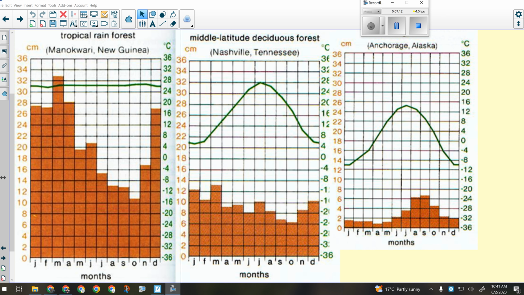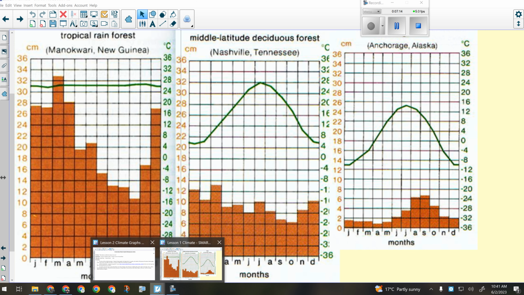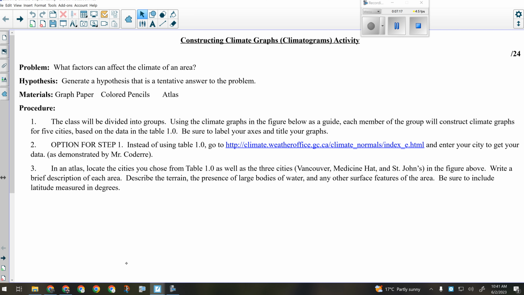So here's what we're going to do for today. We're going to look at this climate graph activity. What we want to do is look at the various climate graphs and see if we can put them in groups together based on their similarities. Based on, do they have a similar shape? Are they showing similar climate? Based on just their shape.